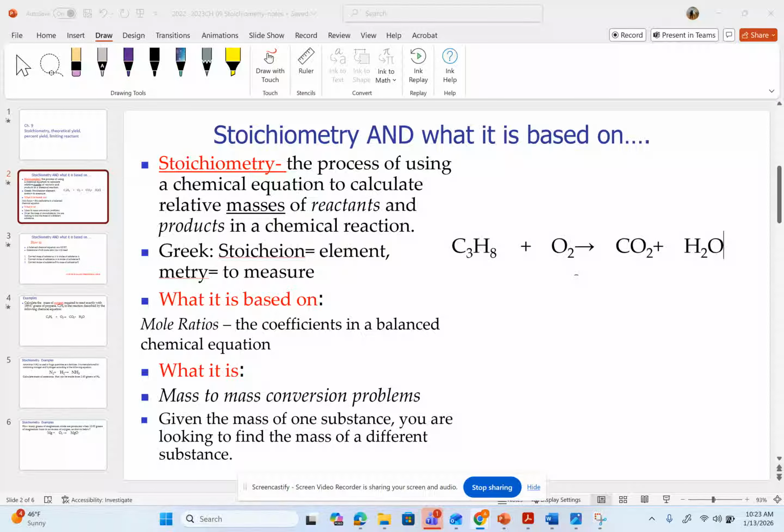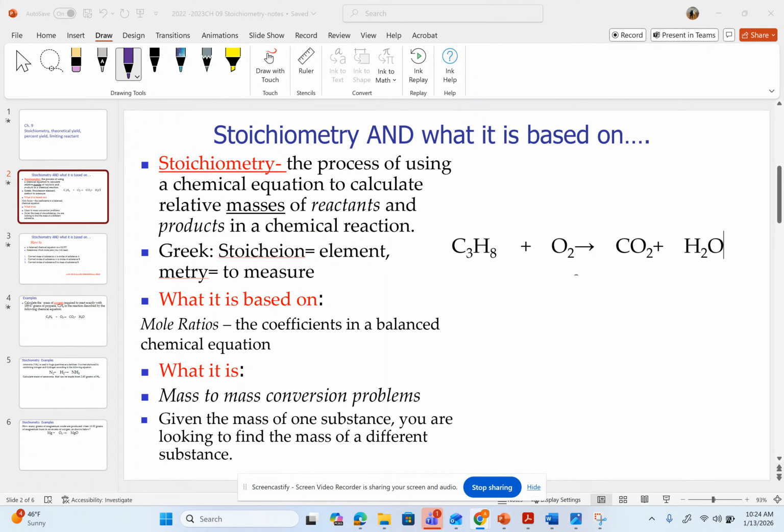Okay, I wanted to do a very quick review on stoichiometry for those of you who are still having questions over it. So I'm going to go ahead and get started. Stoichiometry, the official definition, is the process of using a chemical equation. As you can see right over here, I have a chemical equation, C3H8 plus O2 yields CO2 plus H2O. So the process of using a chemical equation to calculate relative masses of reactants and products in a chemical reaction.